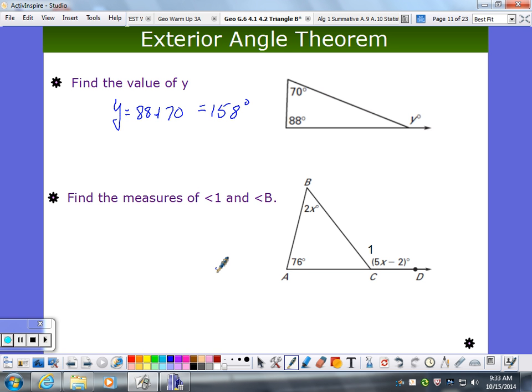This one I think is on your paper. It's example C. We want to find the measure of angle 1 and the measure of angle B. Basically, we have to find the value of x, and then we can find those other two things. How do I set this up using my new theorem, the exterior angle theorem?